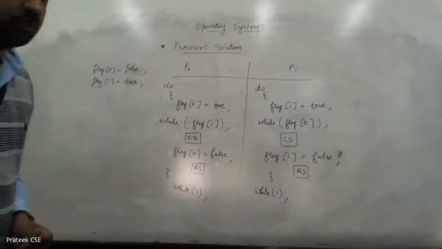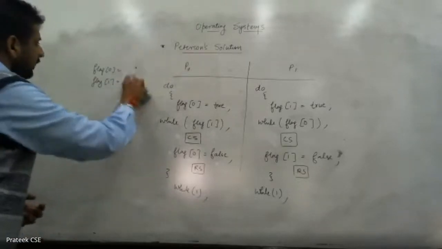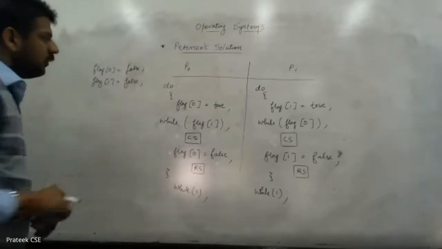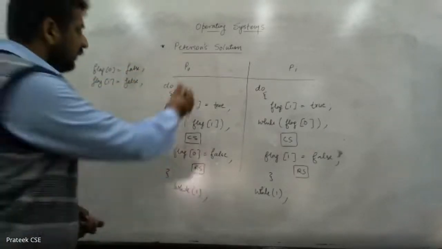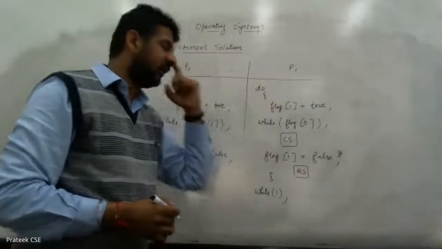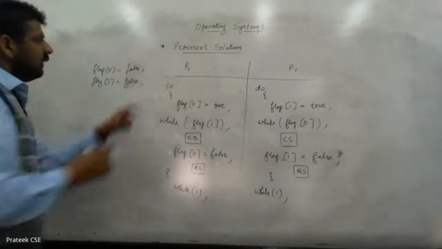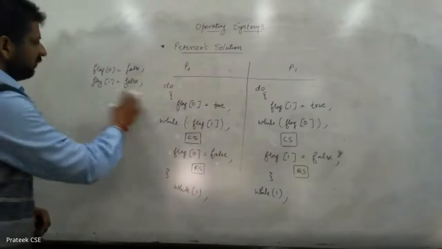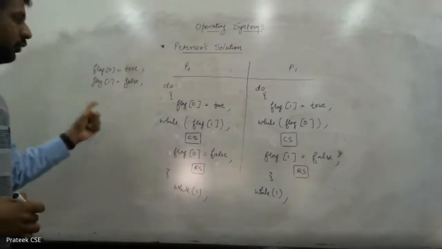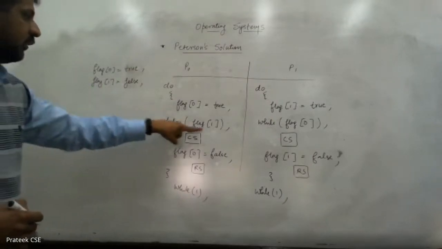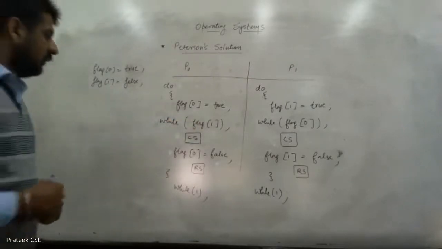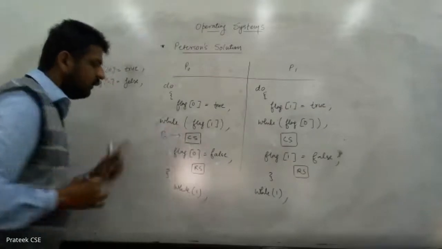Now let me show you the concept of mutual exclusion. In the case of mutual exclusion, we suppose initially both flags are set to false, and once P0 enters the critical section and is still in it, what will happen if P1 wants to enter the critical section at the same time? If P0 wants to enter the critical section, it will set flag[0] to true and check the value of flag[1]. flag[1] is false, so process P0 will be able to enter the critical section.